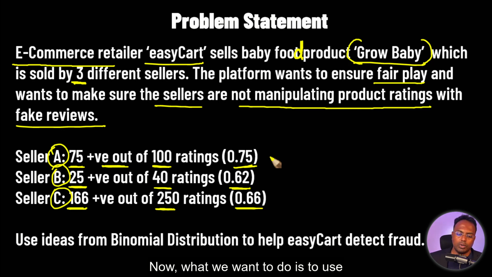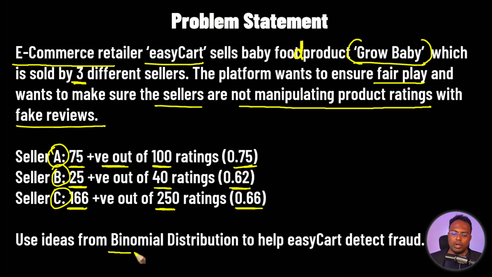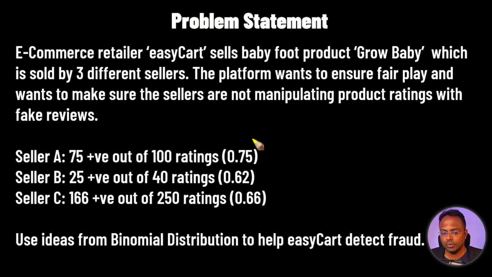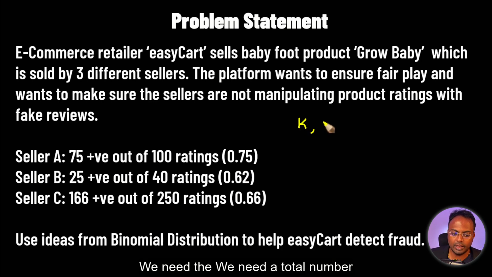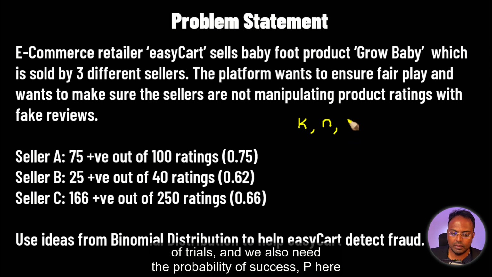Now, what we want to do is use binomial distribution ideas to help EC-Cart detect if any of these 3 different sellers are committing some sort of fraud. Typically, the fraud is going to be around putting fake reviews around their products. In order to use the binomial distribution, we need 3 parameters for each of these tests. We need the K parameter, which is the number of successes. We need the total number of trials, N. And we also need the probability of success, P.